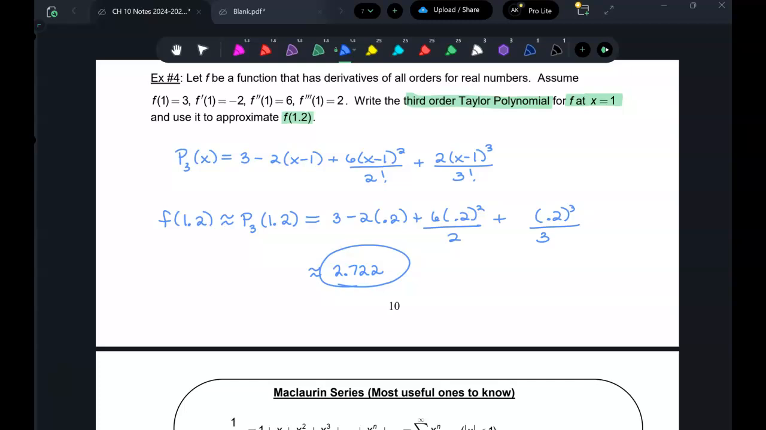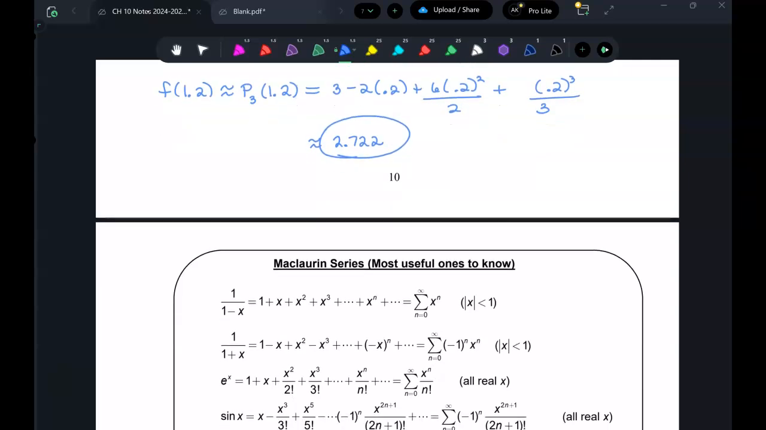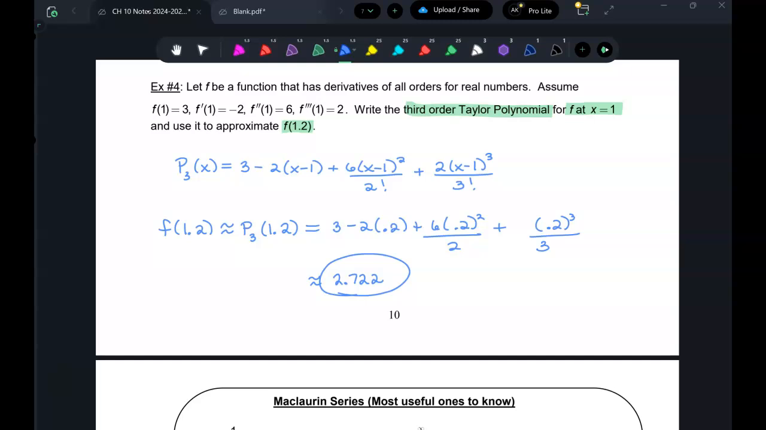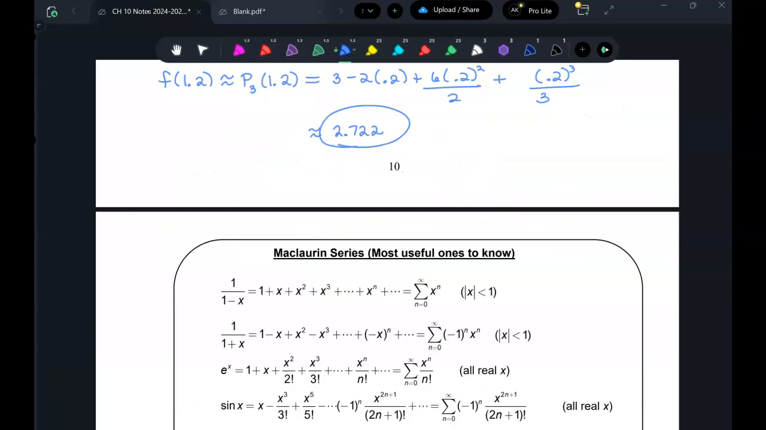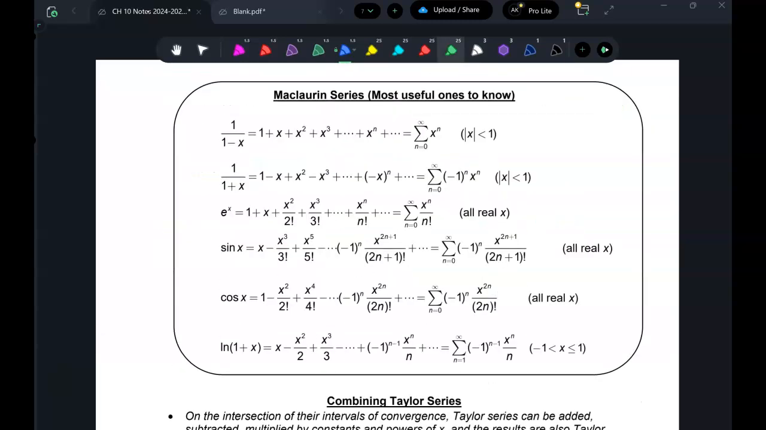I thought it was e. So was it e to the x, or approximating e to the x? No, I think when I made this example, I just gave random numbers. It looks like it's approximately e, but I think that's just a coincidence. I plugged it in and e to the 1.2 is a little over 3.